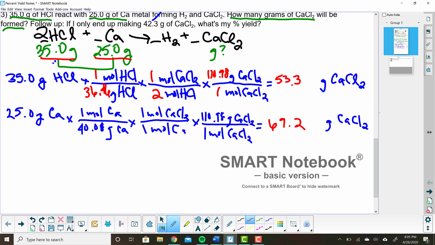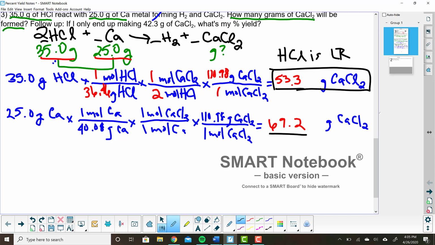Now, what this tells me is since 53.3 is smaller than 69.2, the hydrochloric acid is the limiting reactant. So this is how much calcium chloride I can theoretically produce based on the limiting reactant in this problem. I can produce a maximum of 53.3 grams of calcium chloride. Once I know that, I can go back to the question and now calculate percent yield.